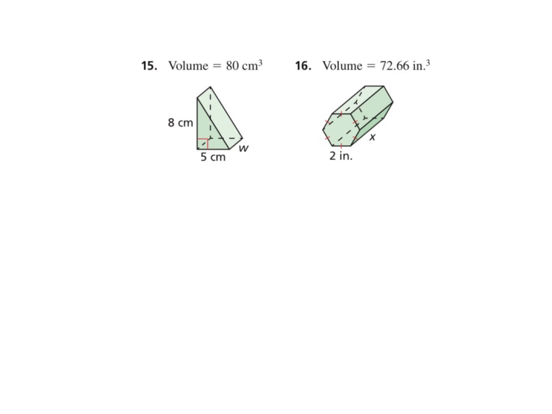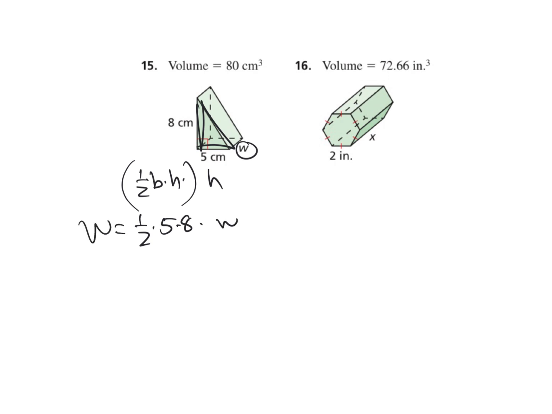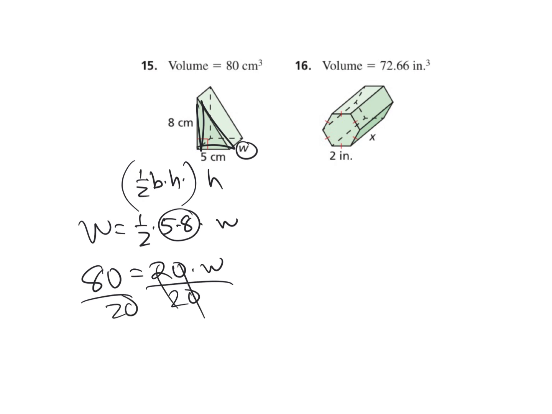Number 15. The area of the triangle is 1/2 base times height, and then times the height of the prism, which is W. The triangle here, we have 1/2 times 5 times 8, and it's times W. That would be the volume. The volume is 80, so 80 equals half of 40, which is 20 times W. Divide off the 20. You get 4 centimeters for W.